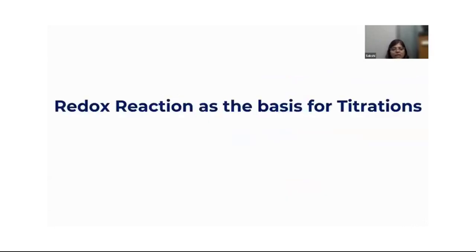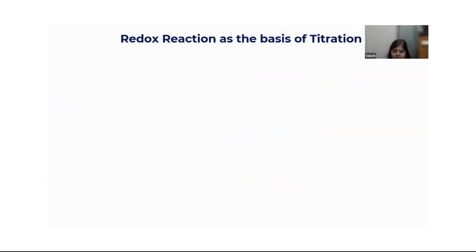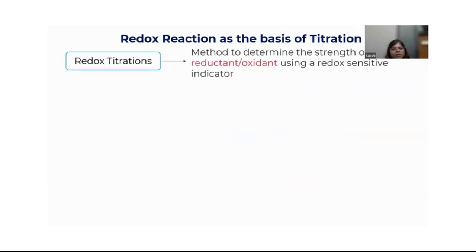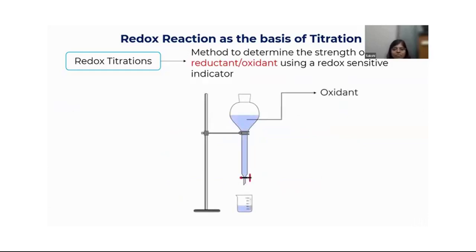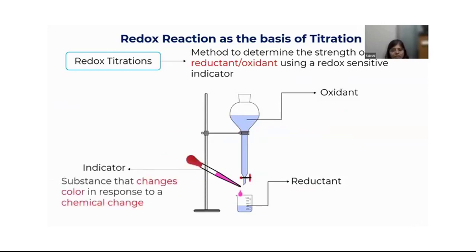Okay. Now let us move on to the redox titrations, which are very easy titrations. So this you must have done in your laboratory. Basically, this is a method to determine what is causing oxidation or reduction. For example, we have an oxidant in the burette, and then the reductant you take in the beaker. Okay, and we put a certain indicator. Let us take an example.